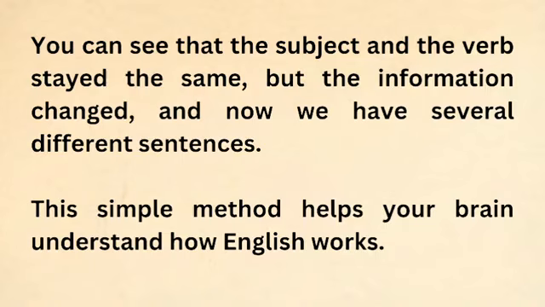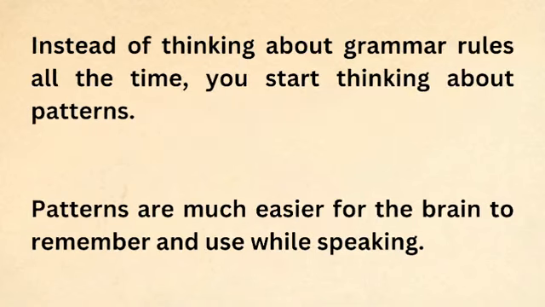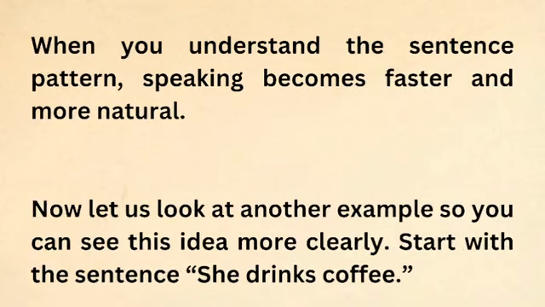You can see that the subject and the verb stayed the same, but the information changed, and now we have several different sentences. This simple method helps your brain understand how English works. Instead of thinking about grammar rules all the time, you start thinking about patterns. Patterns are much easier for the brain to remember and use while speaking. When you understand the sentence pattern, speaking becomes faster and more natural.